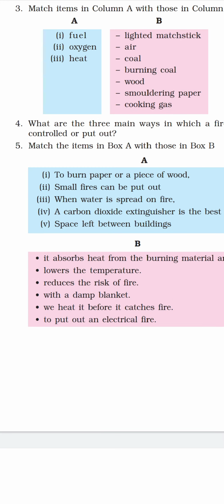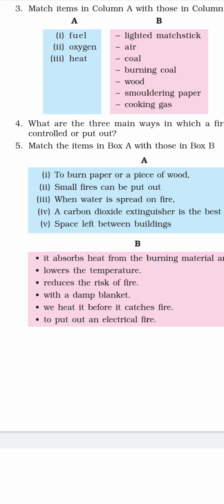The next question is, what are the three main ways in which a fire can be controlled or put out? We have discussed three main ways of putting out fire. The first one is stop the supply of fuel, and the second one is cool down the heat, and the third one is stop the supply of oxygen. Now once again, let us see the next question.